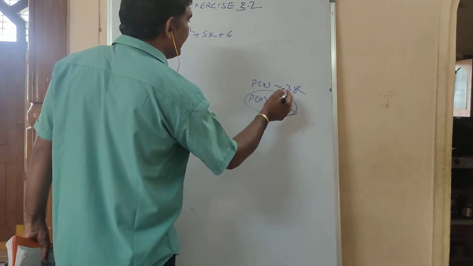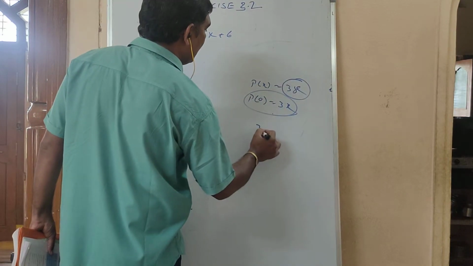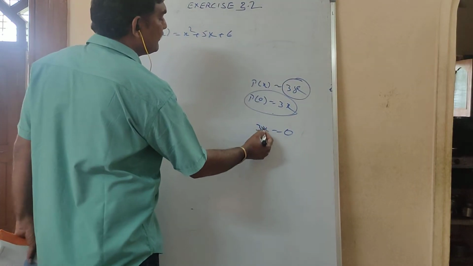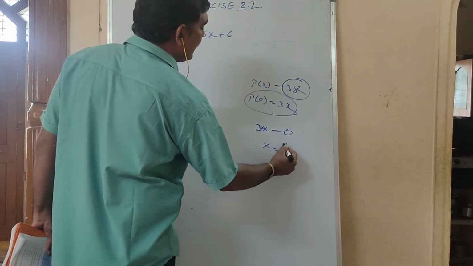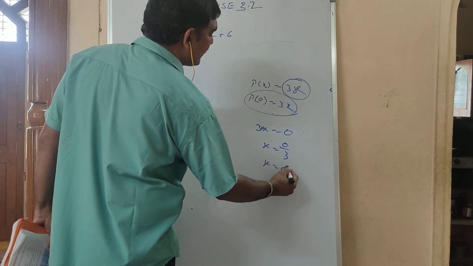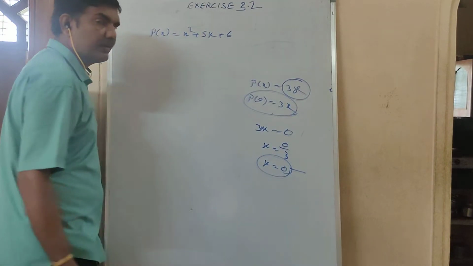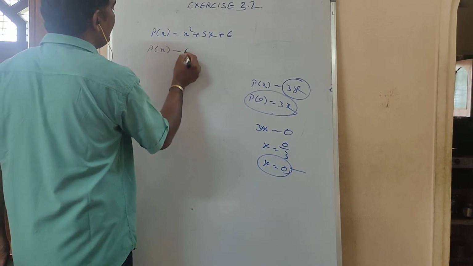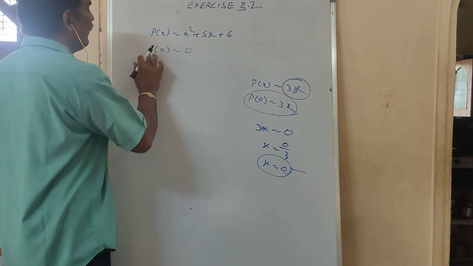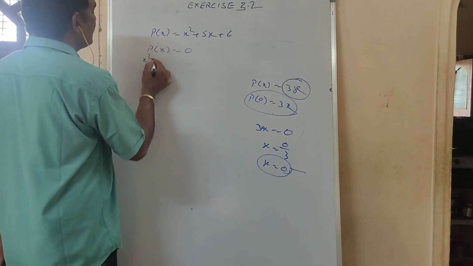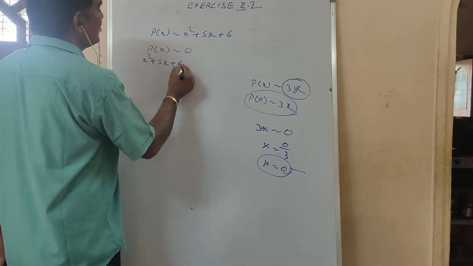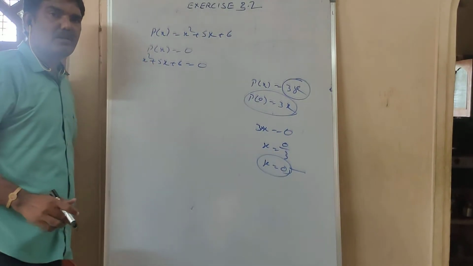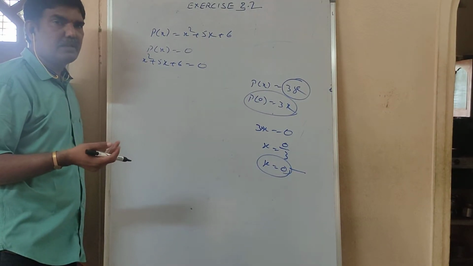So what you have to do is equate the entire polynomial with 0. This 3 is multiplying on this side, take 3 to that side. That means x is equal to 0. It is solved. Here also, what you have to do? Equate p of x with 0. What is p of x? x square plus 5x plus 6 is equal to 0. Is it a quadratic polynomial or not? There is one method, two methods will be there.